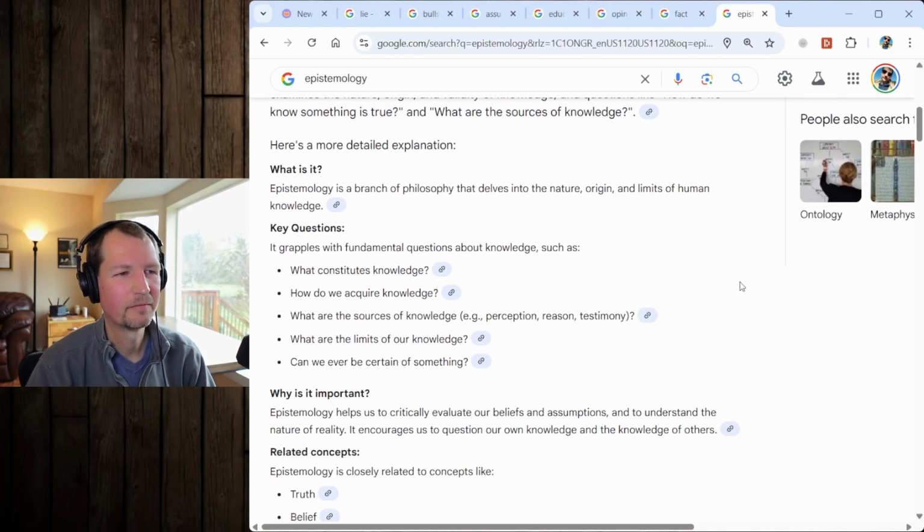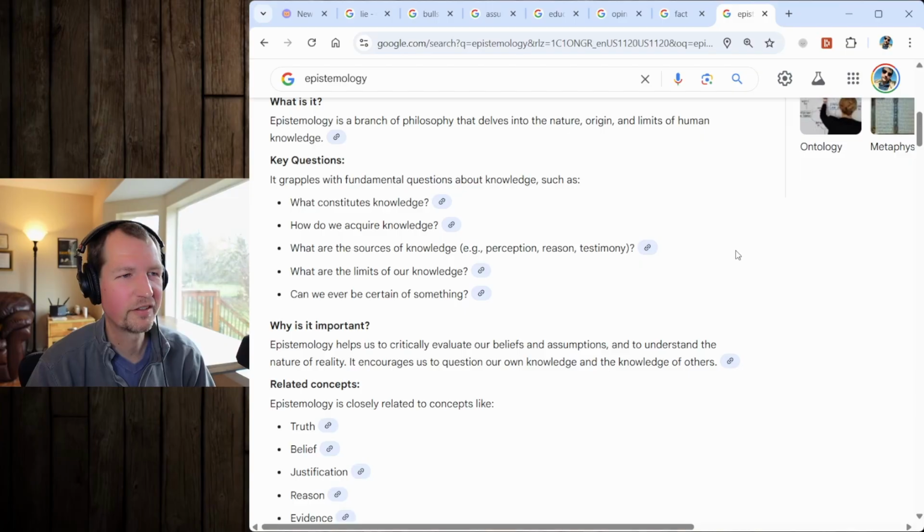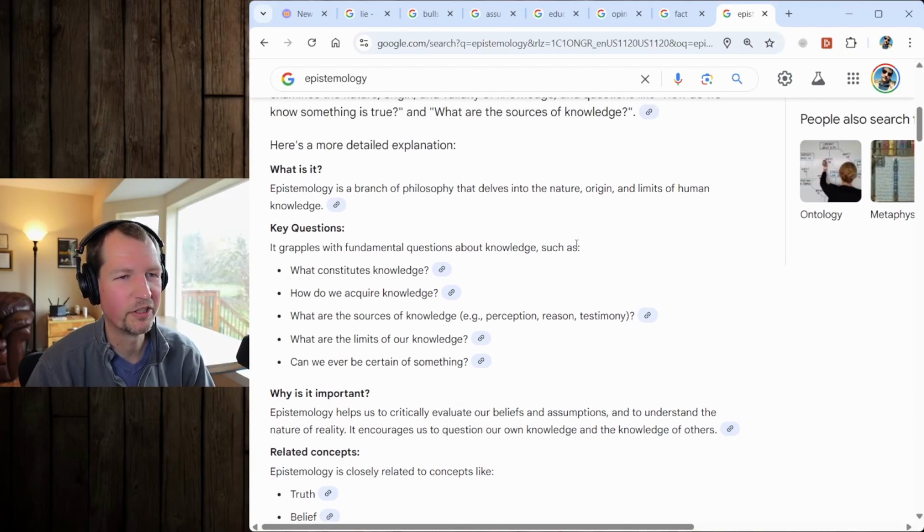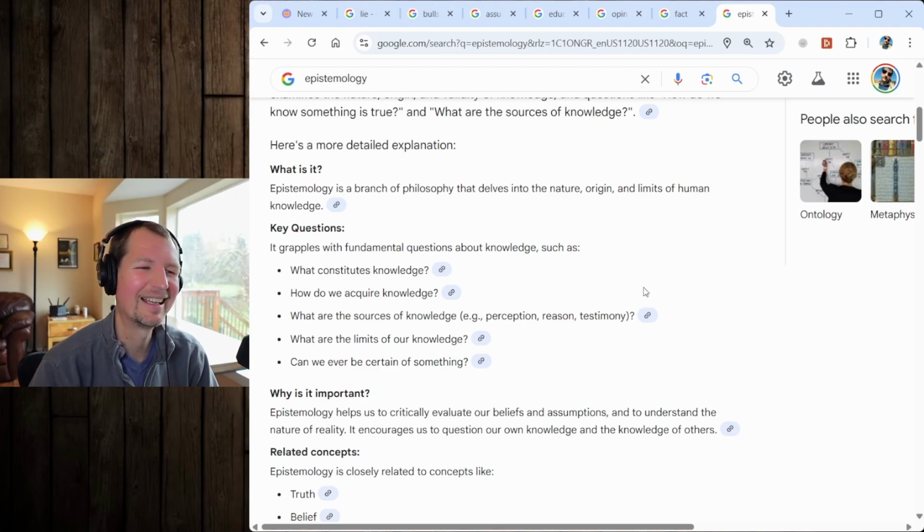Let's see, key questions. We talked about what epistemology is. Key questions in epistemology: What constitutes knowledge? How do we acquire that knowledge? What are sources of knowledge? Can we use testimony, reason, perception, logic, these types of things? What are the limits of our knowledge? Can we ever be truly certain of something?